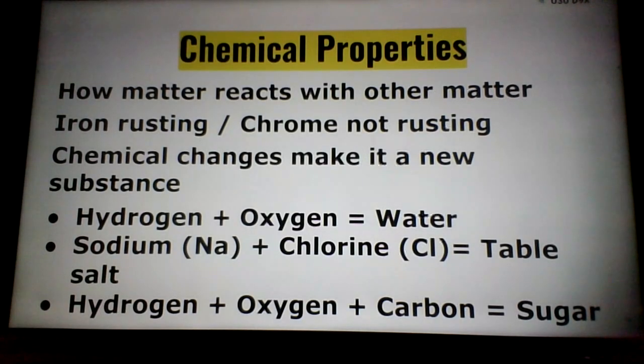Hydrogen and oxygen and carbon I showed you a little while ago. Those give us different kinds of sugars. I showed you glucose, C6H12O6. There are a few other kinds as well.